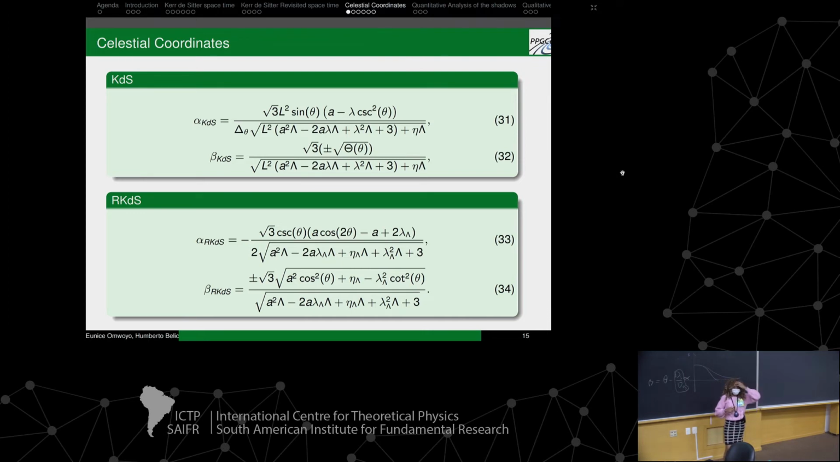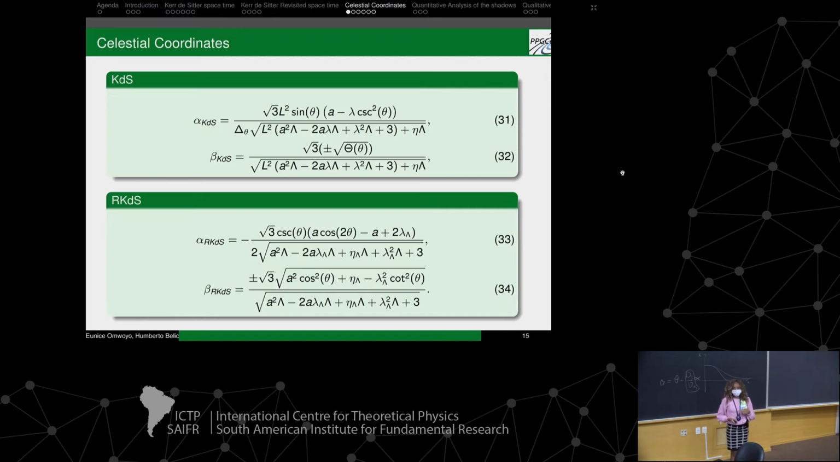Let's move to the celestial coordinates. By considering observers in the vicinity of the static radius, remember we are treating these observers in this place to be in an asymptotically flat region. So we obtain the celestial coordinates for Kerr-de Sitter and Kerr-de Sitter revisited as these equations.